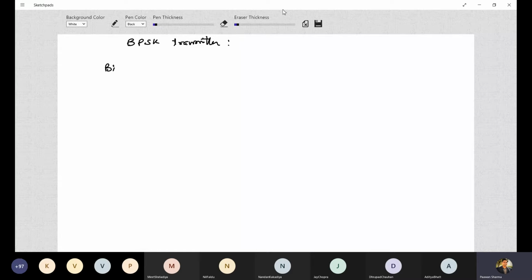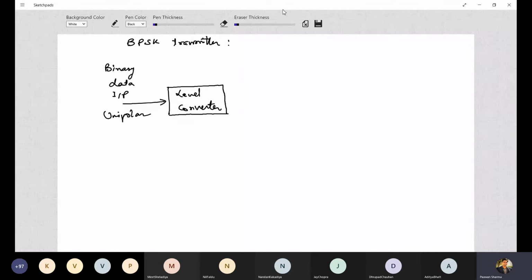So if you look at a BPSK transmitter, you have your binary data as input. Then you need a circuit known as a level converter. What is a level converter? Somebody has ever heard of it? Essentially your binary data is presumably in unipolar format. If it is in bipolar format, then you don't need a level converter. But if it is in unipolar format, you require a level converter. What will this level converter do? If you write unipolar as UP, then this level converter will convert unipolar to bipolar.